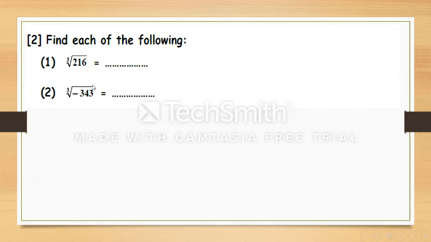Find each of the following. Number 1, the cube root of 216 equals 6 from the previous table. By factorization, we need to know that 216, this number, is an even number because the digit in the units place is even. So we can divide 216 by 2 first because 2 is a prime number.